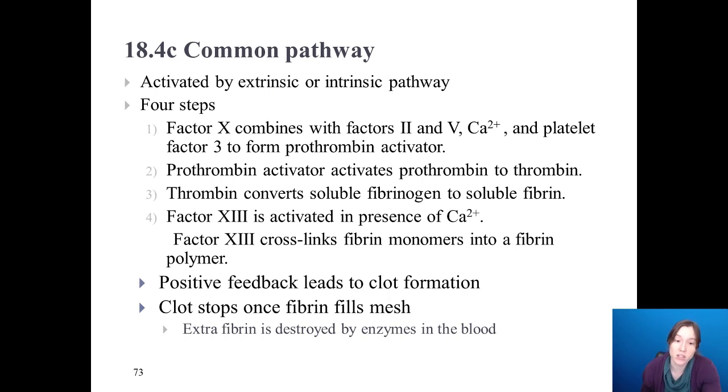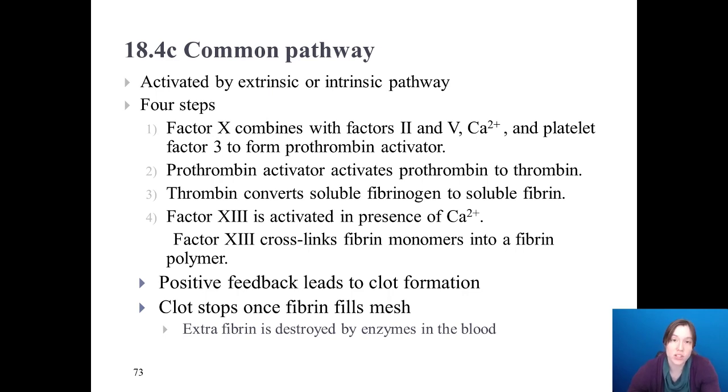Prothrombin activator is going to then activate prothrombin and convert that prothrombin to thrombin. Thrombin will then convert soluble fibrinogen to soluble fibrin. And so now we have fibrin. Factor 13 is then activated in the presence of calcium. Factor 13 cross-links fibrin monomers into a fibrin polymer. And then positive feedback is going to lead to clot formation. Clot formation stops once the fibrin fills in that mesh, and then extra fibrin is destroyed by enzymes in the blood.